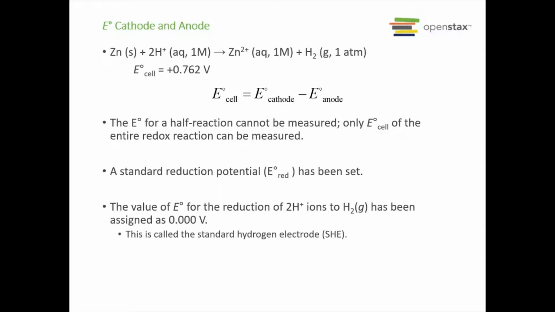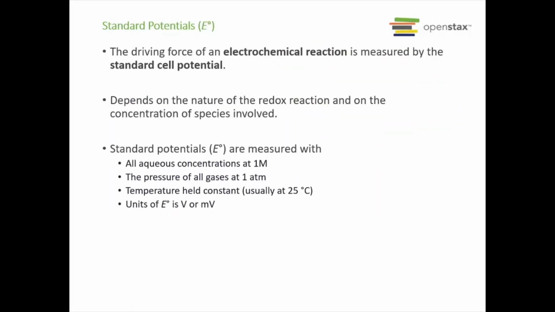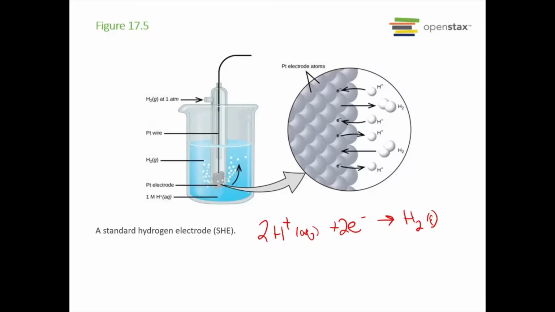So this is for the reduction of two hydrogen ions to hydrogen gas, and it's been assigned a value of 0 volts. Not necessarily that it is 0 volts, but it's what we use as our standard. So that is then measured against the different half reactions, and that's where we get their standard potential from. So that is this cell here. This is the standard hydrogen electrode, the SHE cell.